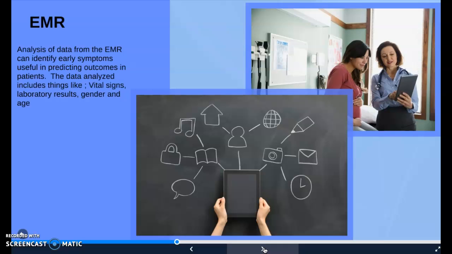Analysis of data from EMR can identify early symptoms useful in predicting outcomes in patients. This data analyzed includes things like vital signs, laboratory results, gender, and age. An example of this would be the sepsis predictor, which uses various vital signs such as elevated heart rate, temperature, or other such data, and then helps us to predict a patient's possibility of getting sepsis.